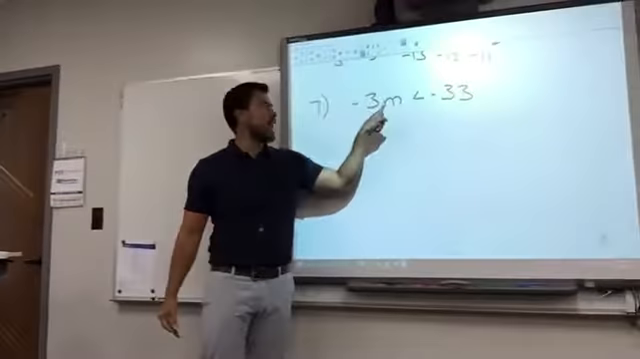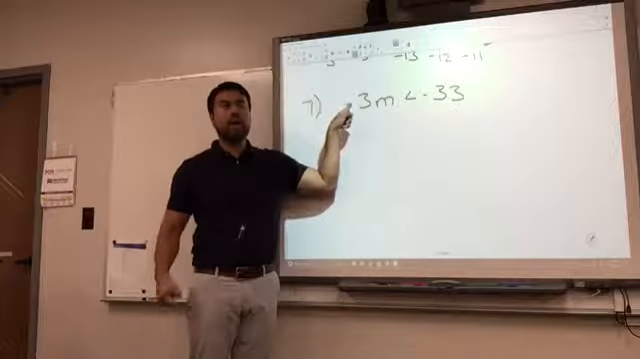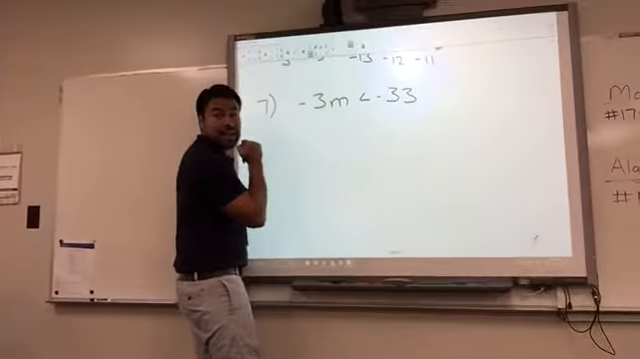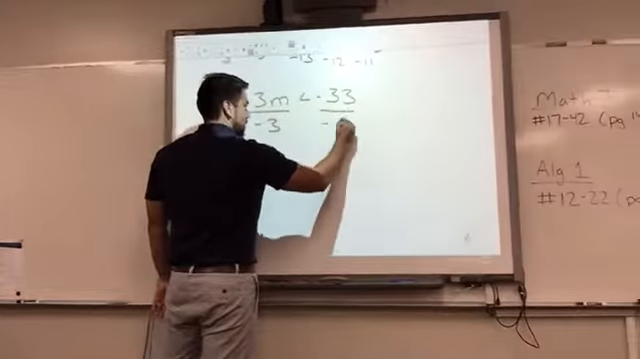All right, what's happening to m? It's being multiplied by -3. What undoes multiplication by -3? Division. I'm going to divide both sides by -3. Okay, I agree with that. We've been doing that for a long time now. What's -3m divided by -3? It's just m, because these -3's cancel each other out.